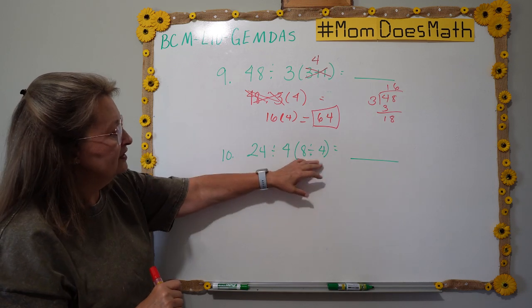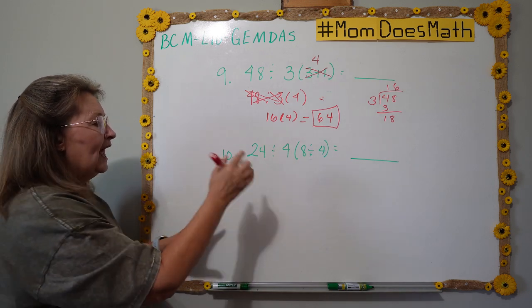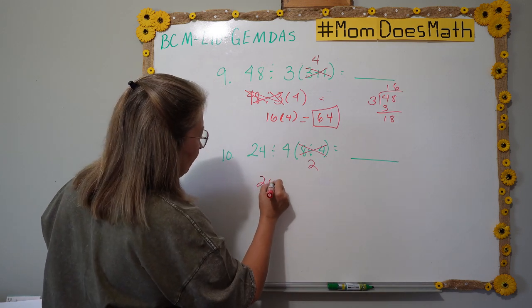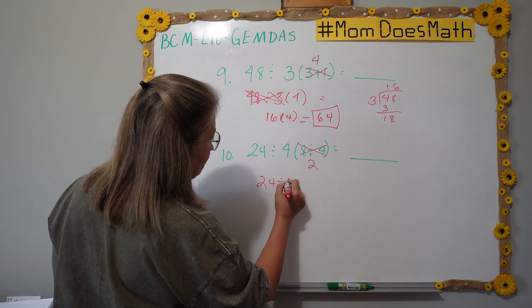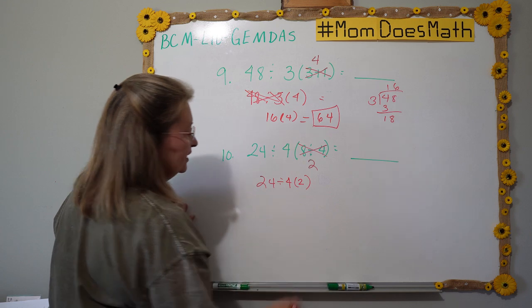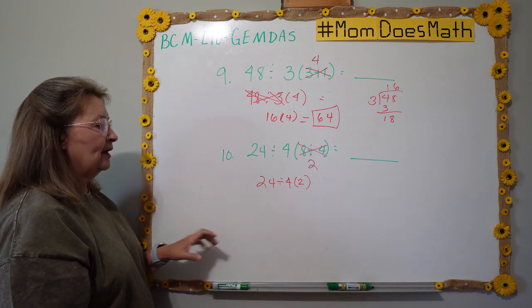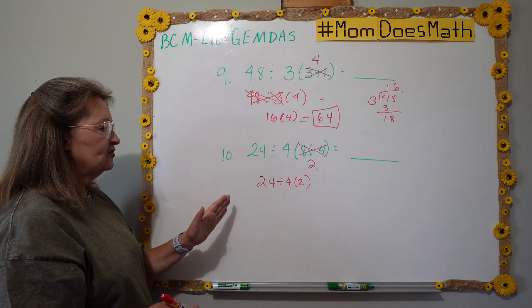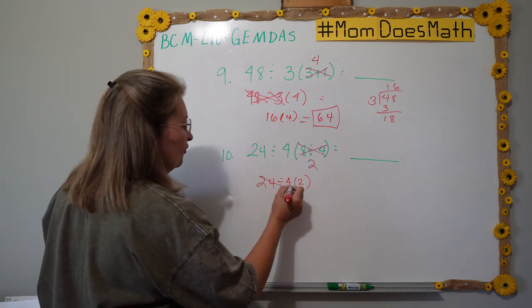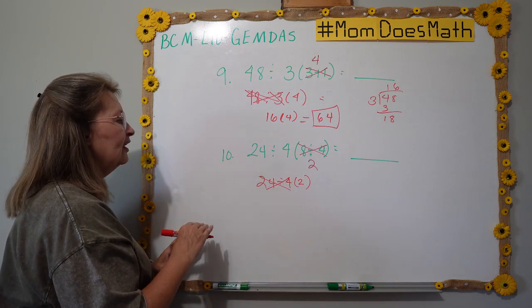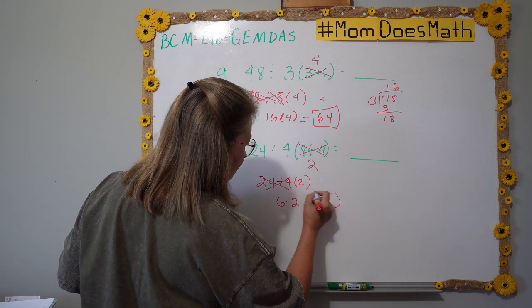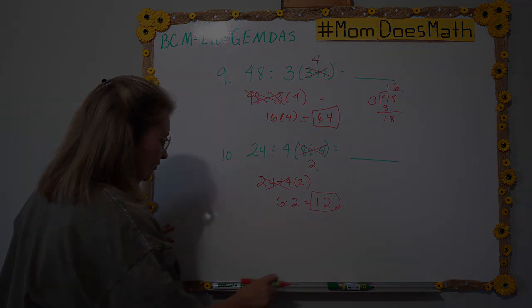All right, let's come down here to number 10, our last one. 8 divided by 4 is 2. So now what you have is 24 divided by 4 times 2. And once again, I'm tempting you to come over here and do this multiplication first when you know that's not what you're supposed to do. 24 divided by 4 is to the left, so that's going to be 6 times 2, which is 12.